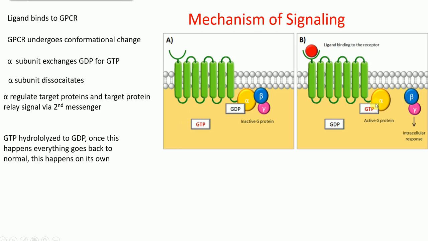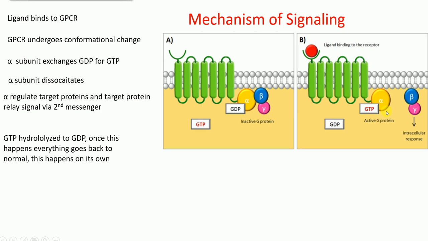So when the ligand is bound, this alpha subunit is regulating target proteins, and target proteins relay signal via second messengers, but it will keep on going. Therefore, it has to stop. So how is this pathway stopped? This pathway is stopped when this GTP is hydrolyzed to GDP, and once this happens, everything goes back to normal, and this happens on its own.